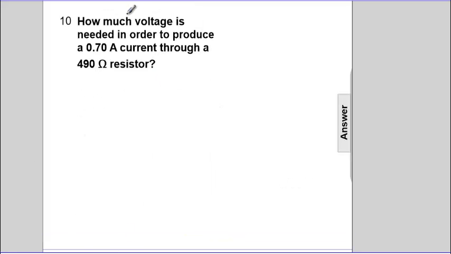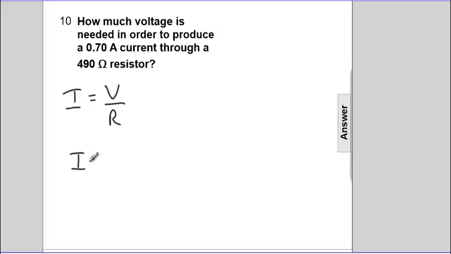Now we're going to vary this. How much voltage is needed in order to produce 7/10 of an amp of current through a 490 ohm resistor? We'll start off by writing Ohm's law, I equals V over R. Let's erase that. I want to write this to clearly note which variable is in the numerator, that's voltage, and which is in the denominator, resistance.